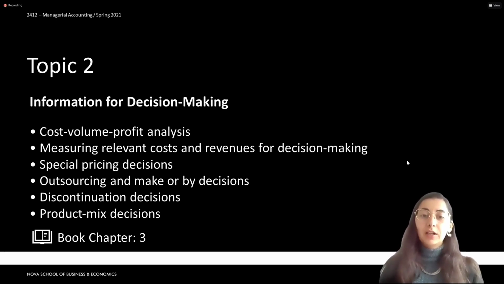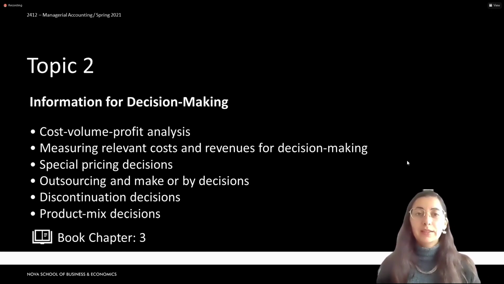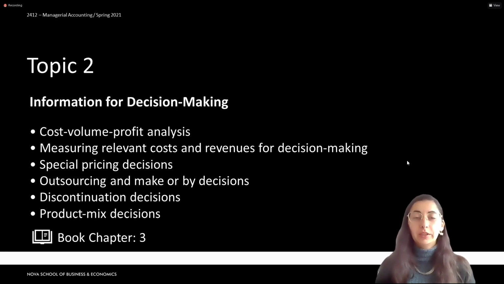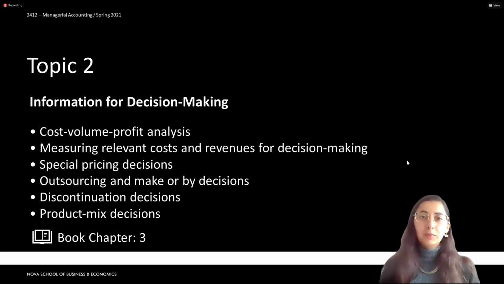We talked about relevant costs, relevant revenues, and then we will be using these concepts to look at specific types of decisions. So we have special pricing decisions, outsourcing and make or buy decisions, discontinuation decisions, and product mix decisions. We talked a little bit about this last week, but today we will go deeper, through examples on each of these kinds of decisions. You can read more on this in chapter 3 from the book.